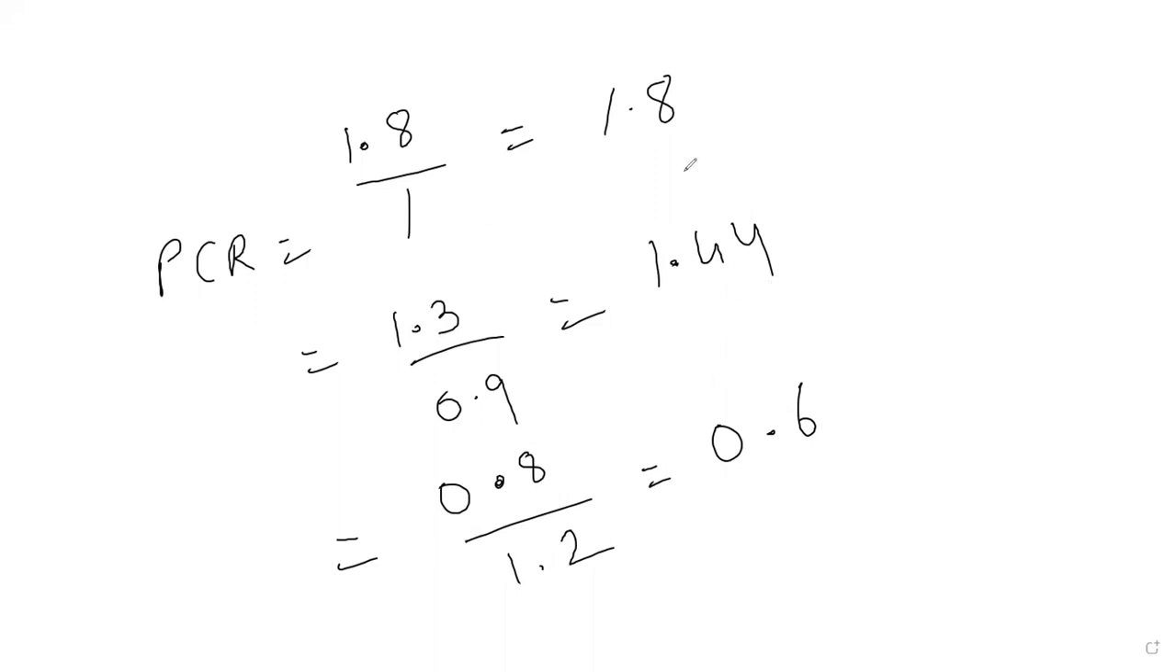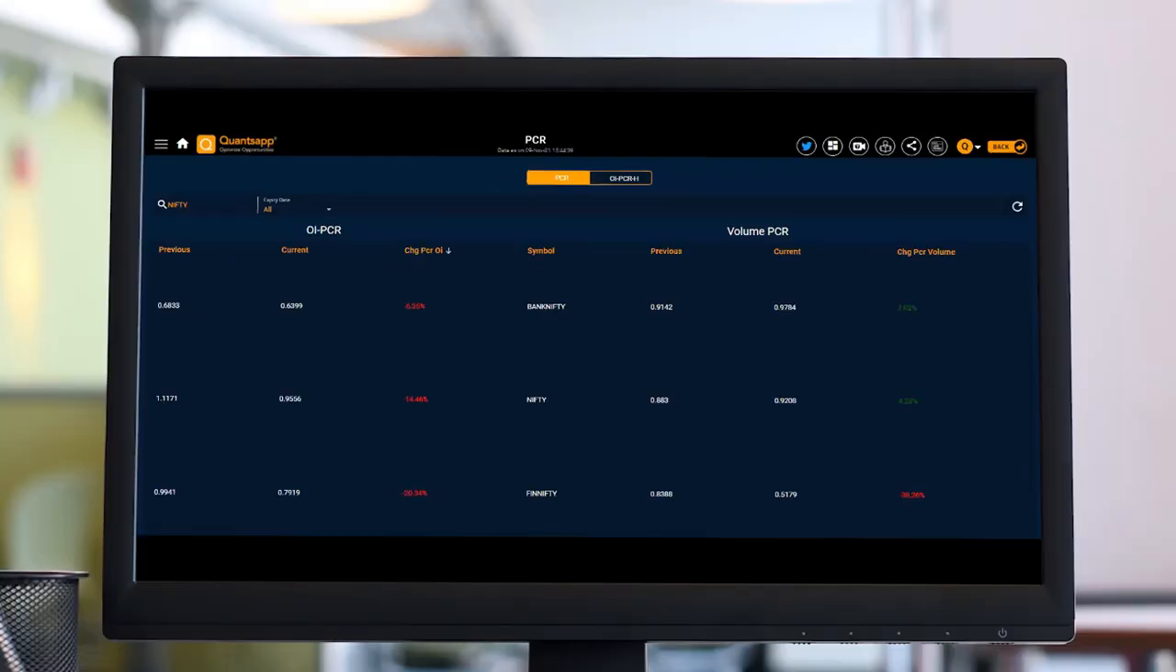Now if you notice one thing, in this case the puts are aggressive, so that is indicating a stronger support. But in this case the puts are less and the calls are more, so the resistance is getting aggressive. So just by looking at that figure, we will easily figure out whether the instrument is having a lot of put writers or a lot of call writers.